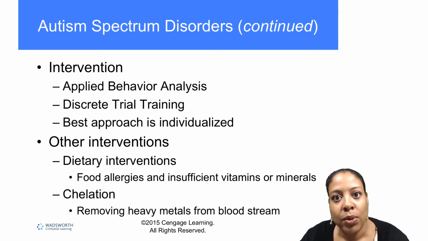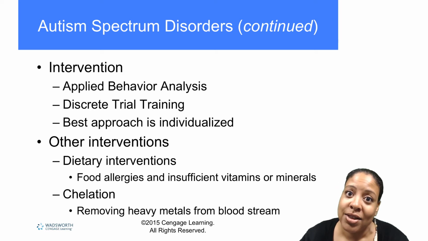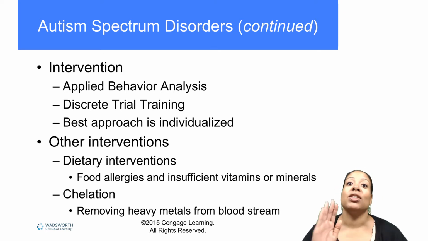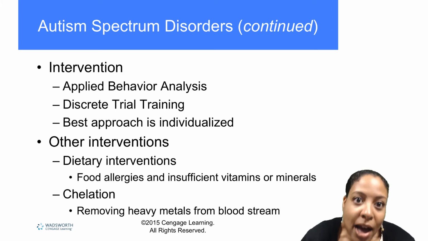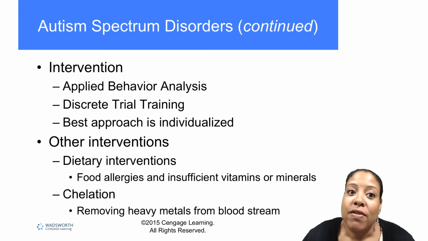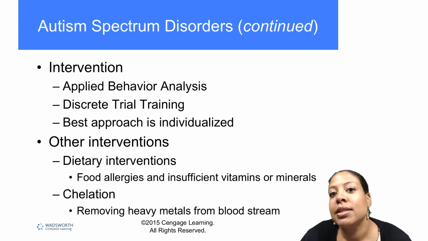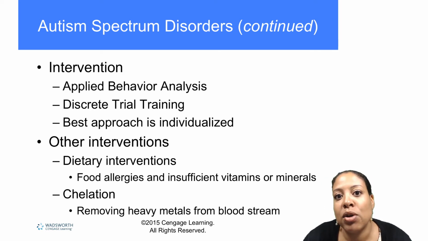If you've seen one kid with autism, you have to understand that whatever perceptions you have apply just to that child. You can't blanketly apply those ideas or descriptions to all other people that you meet with autism. Other interventions can include dietary interventions, food allergies, and insufficient vitamins or minerals.